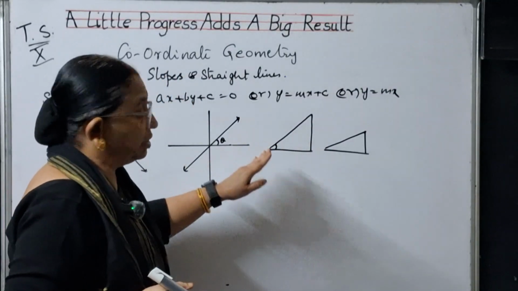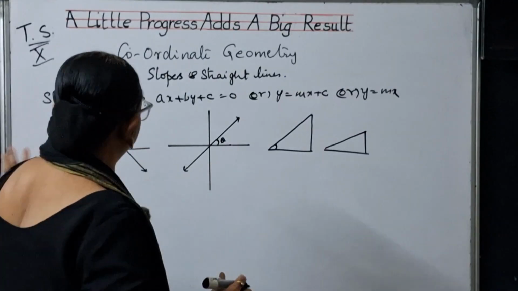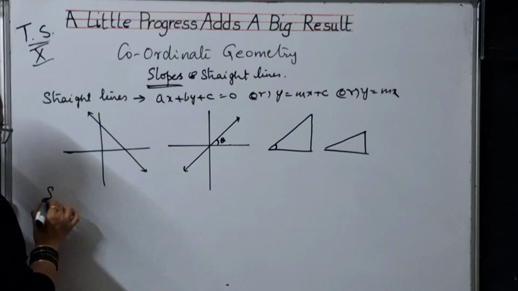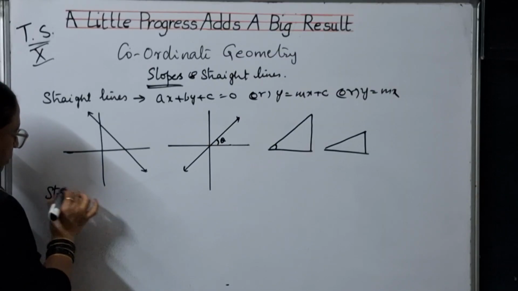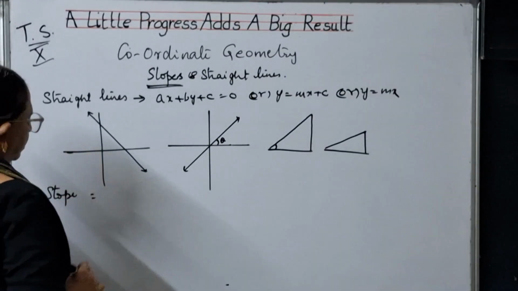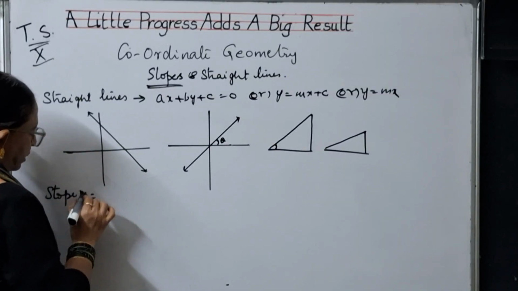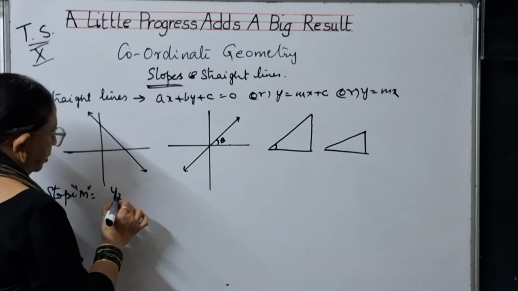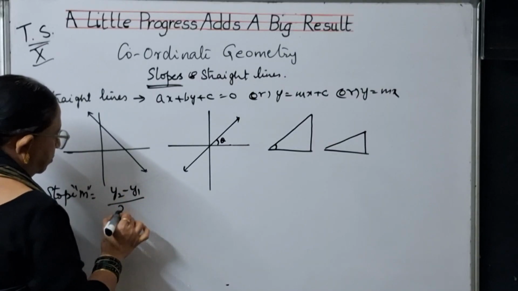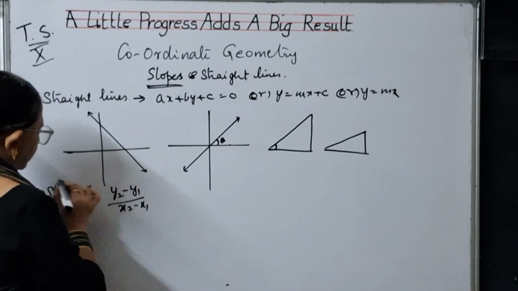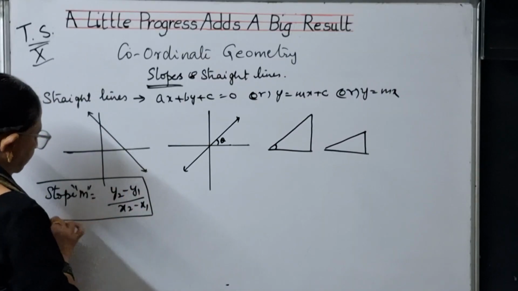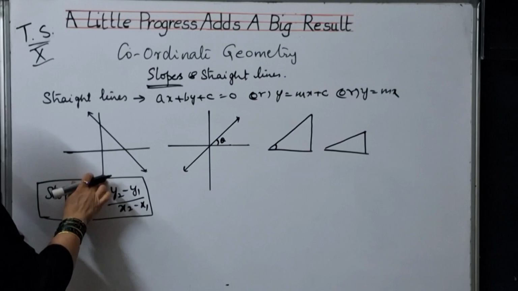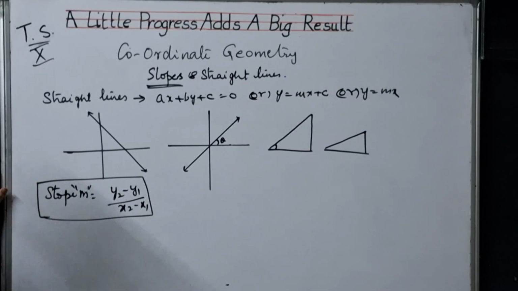Now we are dealing with the topic which deals mainly with slopes. So let us find the general formula for slopes. Slope is denoted by the letter m, and you can determine slope by using the formula y2 minus y1 by x2 minus x1. Mainly this formula is very important to you, children.